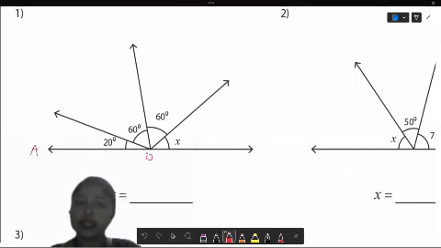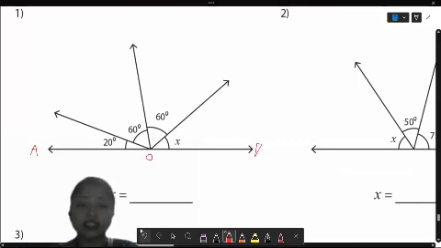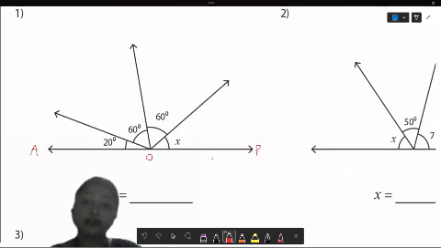So whenever you see an angle which is not named, just try to name it for your purpose. That will surely help you understand and prevent confusion. Okay, so this is A, O, B, now P, Q, R. Now we have mentioned the name of the angle. So angle AOR is 20 degrees.